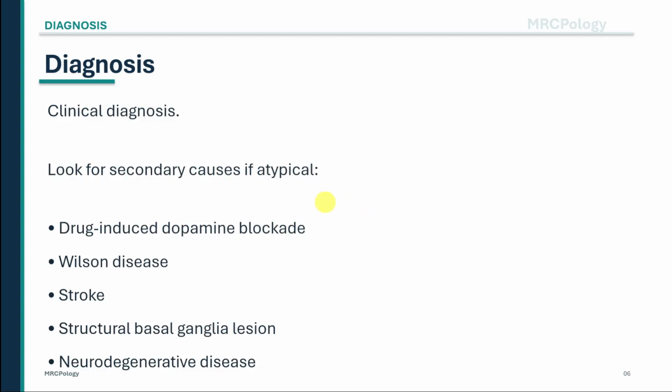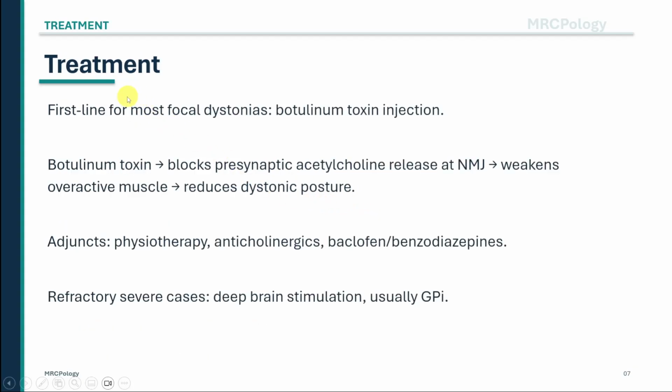Now let's talk about treatment. First-line treatment for most focal dystonias is botulinum toxin injection into the overactive muscles. The mechanism is high yield. Botulinum toxin blocks presynaptic acetylcholine release at the neuromuscular junction. This weakens the overactive muscle and reduces the dystonic posture or movement. The aim is not complete paralysis. The aim is to reduce excessive contraction enough to improve posture, pain, function, and quality of life.